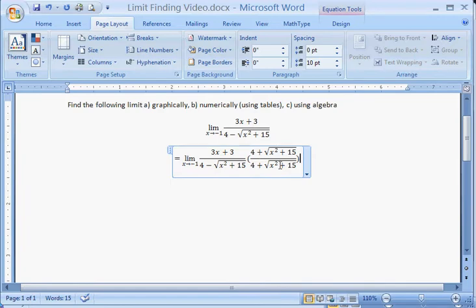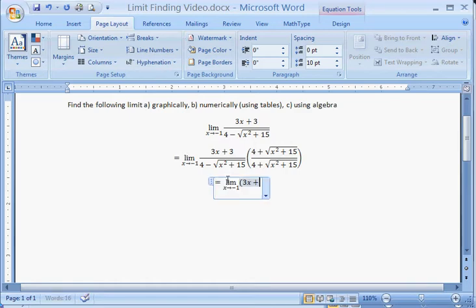Notice that I'm allowed to multiply by a clever 1, and this choice of 1 is special because of what it's doing. I'll type in the limit again. I calculate the top simply by multiplying these two terms. So I have 3x plus 3 times, let's see if I still have it, yes, the conjugate. And on the bottom, I'm able to distribute all of these pieces. So I have this piece times that.